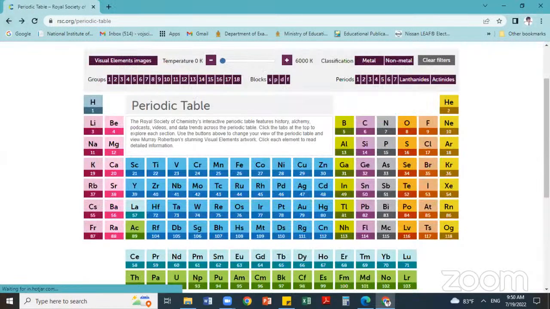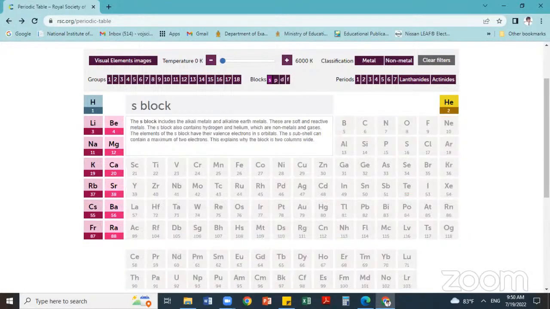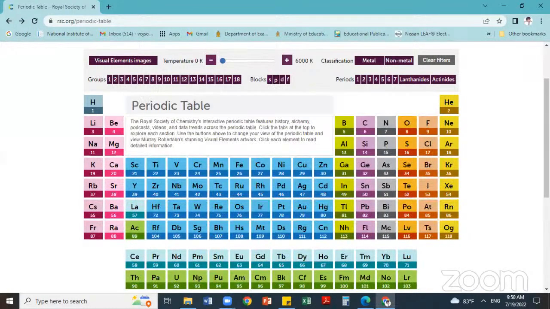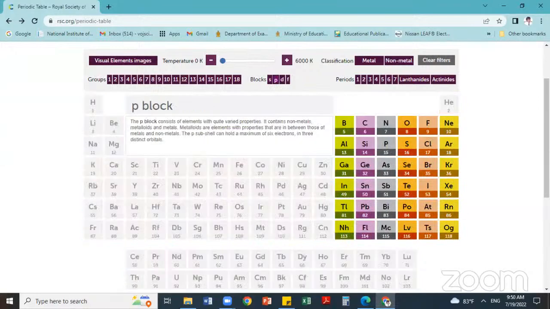Even those who are planning to do LO, this will be very important. The periodic table has 4 blocks. If you click on S block, it will display S block, which has 2 groups. If I click on P block, there are 6 groups. The long form of the periodic table has 18 groups.